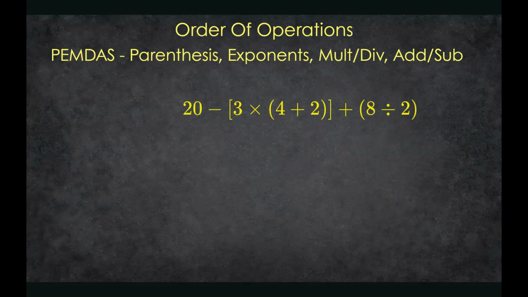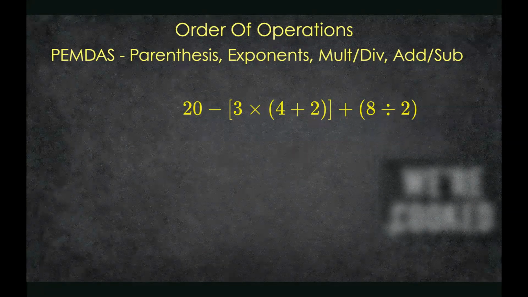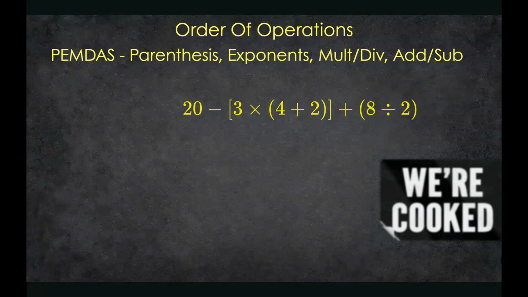20 minus [3 times (4 plus 2)] plus (8 divided by 2). Y'all, I know what you're thinking. We're cooked. How are we going to do this problem? So let's just take a step back here.